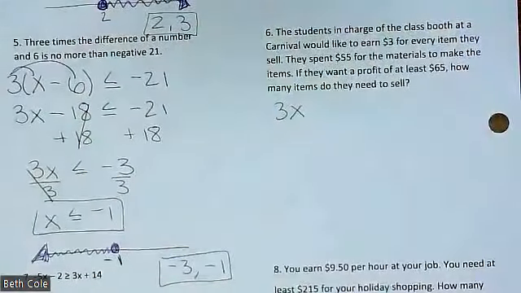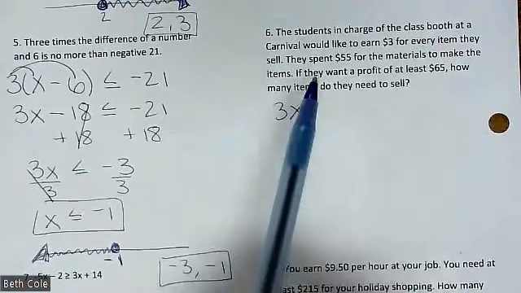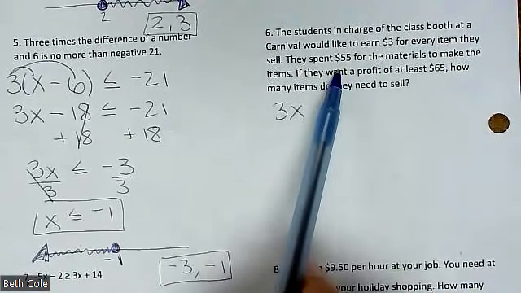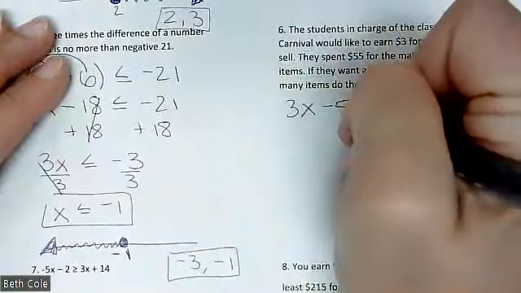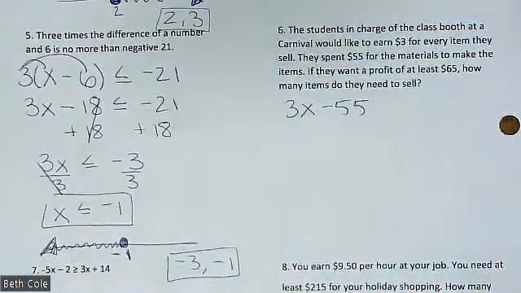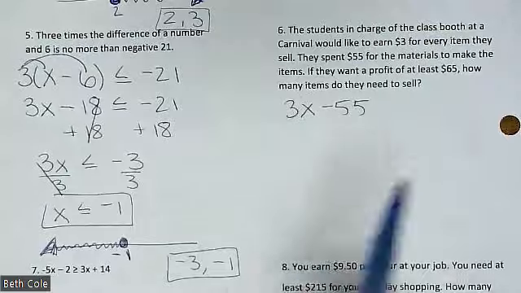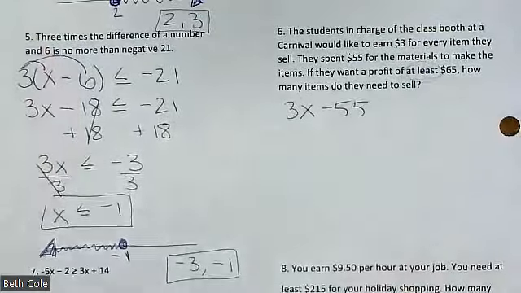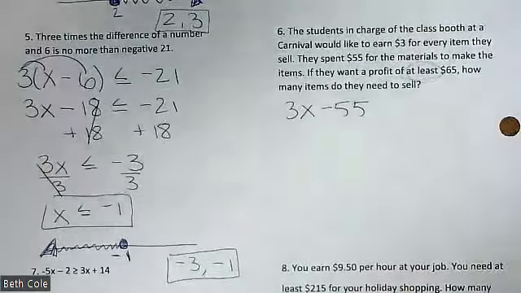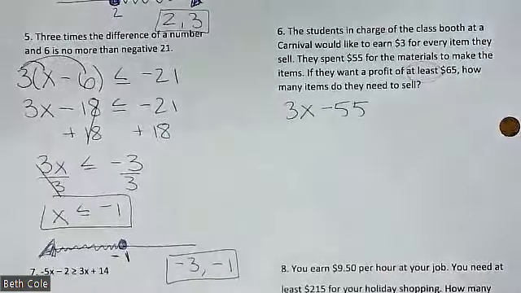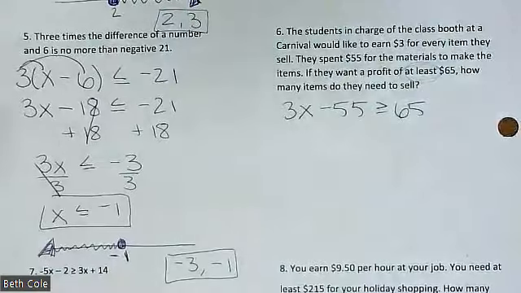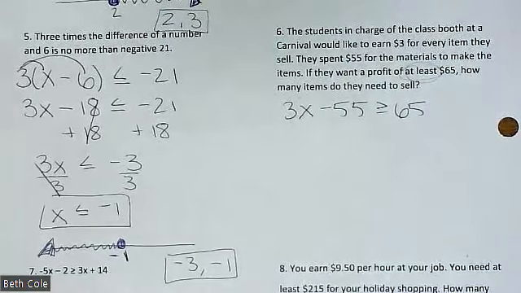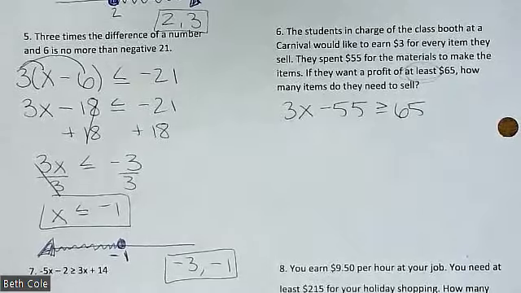good, $3 per item. Now, they had to spend $55 on materials. So good, nice job. -55, that's like what they're out for spending the materials. Now they want at least 65. So that means they want 65 or more. So greater than or equal to 65. So how many items do they need to sell? It doesn't say what they're selling though, just items.